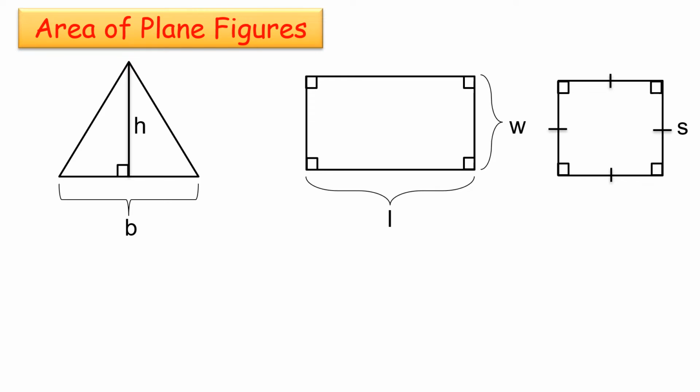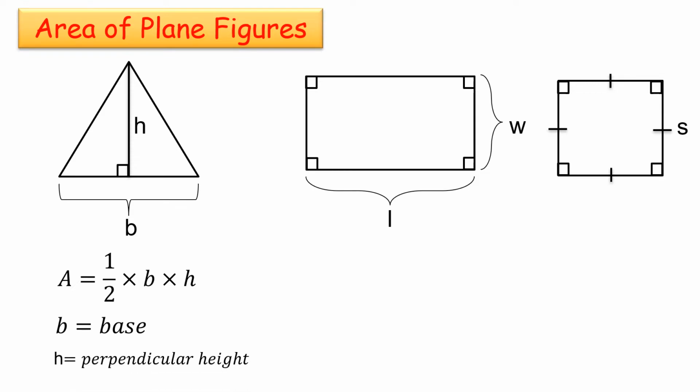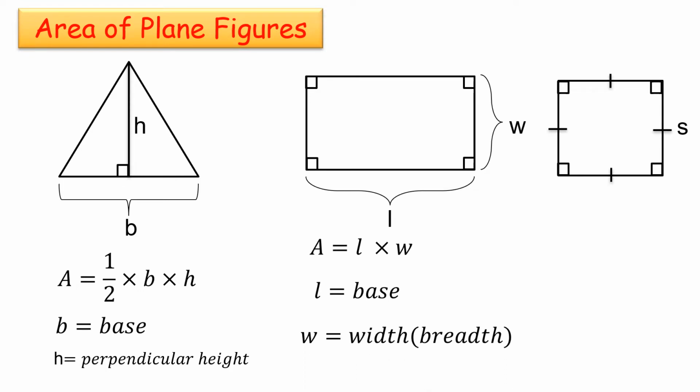So here are the formulae for the area of different plane figures, which I know you learned in your elementary already, but let us recall. For the area of the triangle, it is equal to 1/2 base times height. B stands for base and height stands for perpendicular height. Then the next figure is a rectangle. To compute for the area, it is equal to length times width. L stands for length and W stands for the width or breadth.